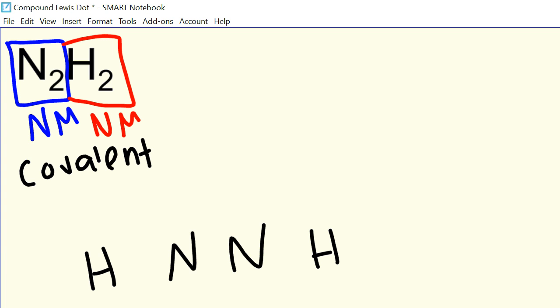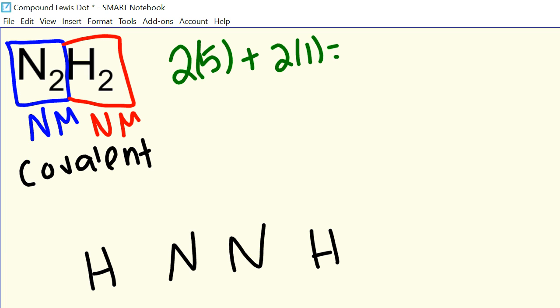Let's determine the number of valence electrons total. So we have 2 nitrogens, and each nitrogen has 5 valence electrons. 2 hydrogens, and each one has 1. So we have 10 plus 2 is 12 valence electrons total.